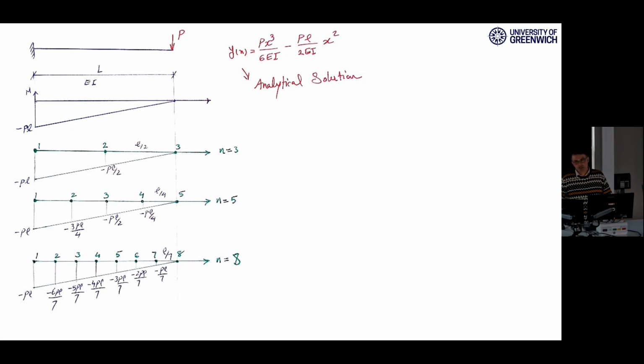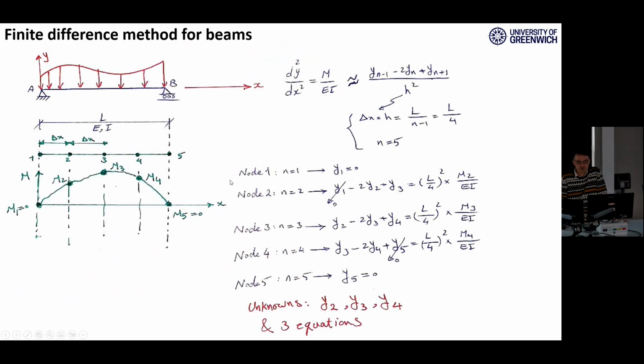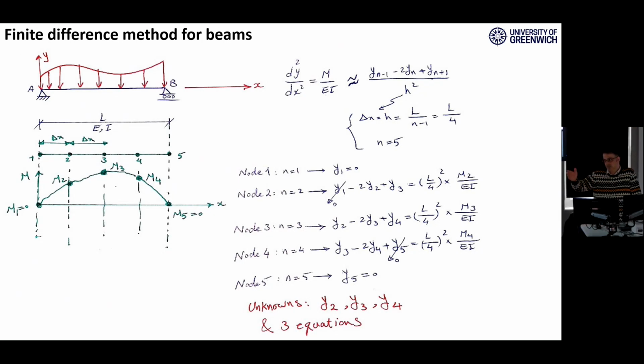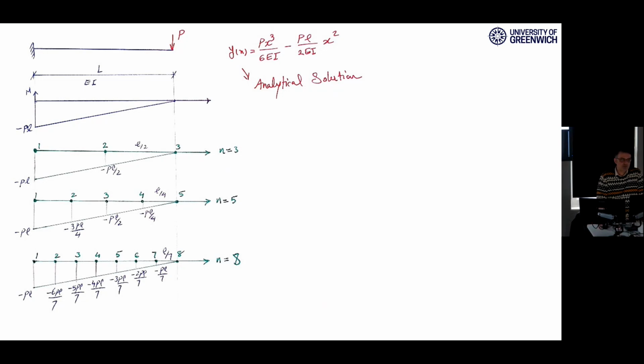When I write the formulation, I will need to use the different values of M, right? See the previous one? I need different values of M. I need these M2, M3, M4. So that's why I'm dividing the internal moment into different segments that I'm assuming. So when n is equal to 5, I will get 4 segments, each L over 4 in length. So this is minus PL, this is minus 3 PL over 4, 2 PL over 4, 1 PL over 4, right?